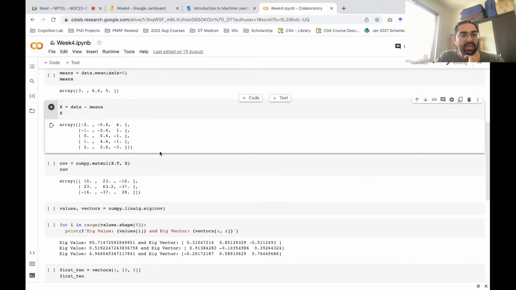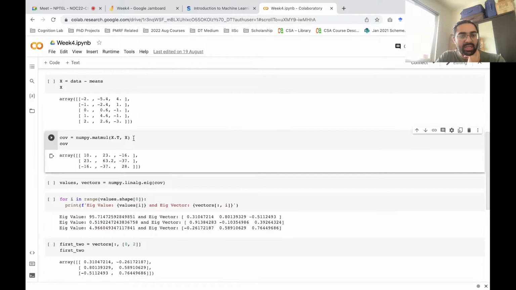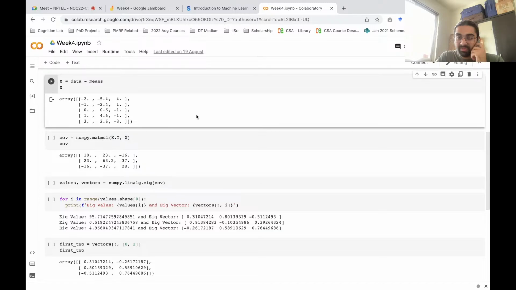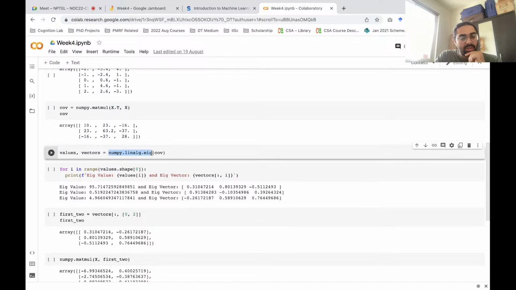Your covariance matrix is basically the matrix multiplication of x transpose and x. Obviously it will be a 3 cross 3 matrix, because the covariance matrix is between features and features. You're looking at the variance among two features, using the data. And then you can use the eigen function to generate your eigenvectors from this particular covariance matrix.